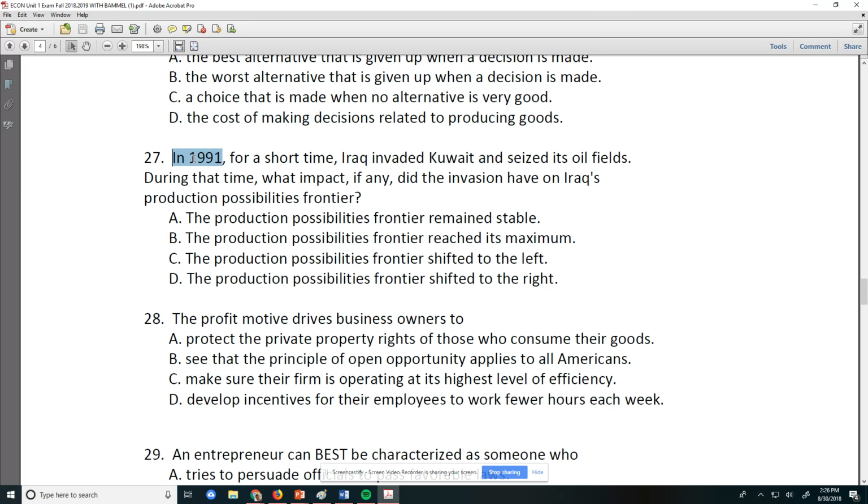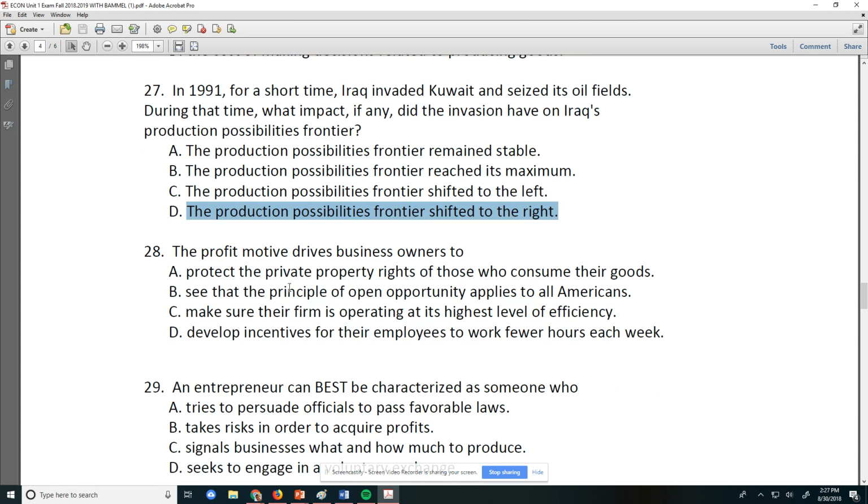Number 27, in 1991, for a short time, Iraq invaded Kuwait and seized its oil fields. During that time, what impact, if any, did the invasion have on Iraq's production possibilities frontier? A, the production possibilities frontier remained stable. B, the production possibilities frontier reached its maximum. C, the production possibilities frontier shifted to the left. Or D, the production possibilities frontier shifted to the right.